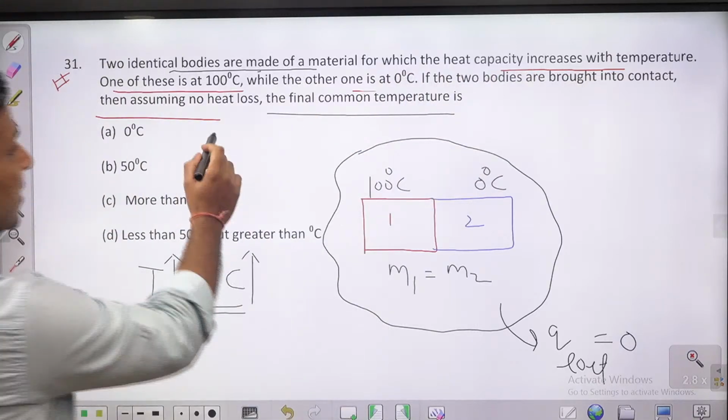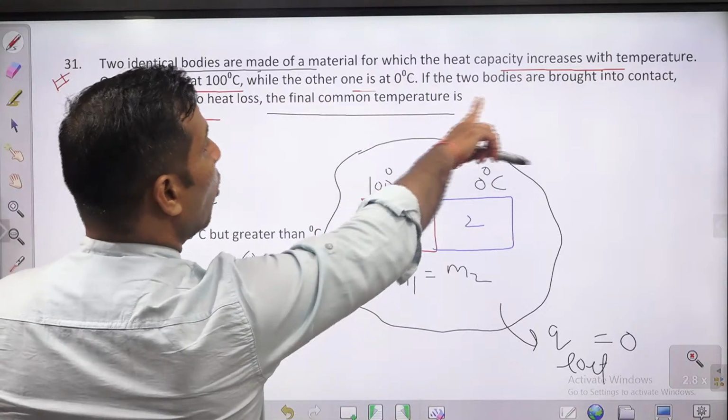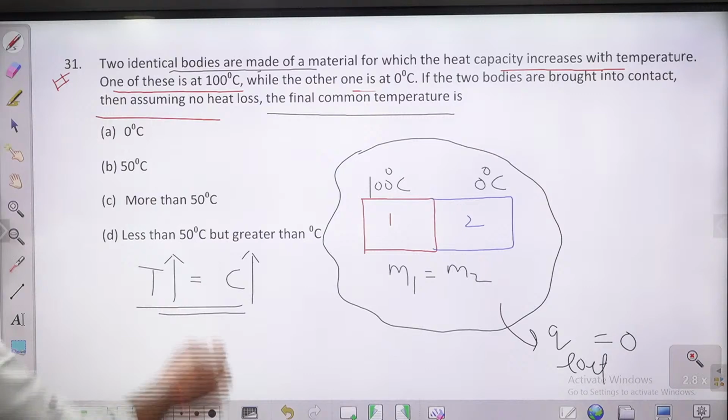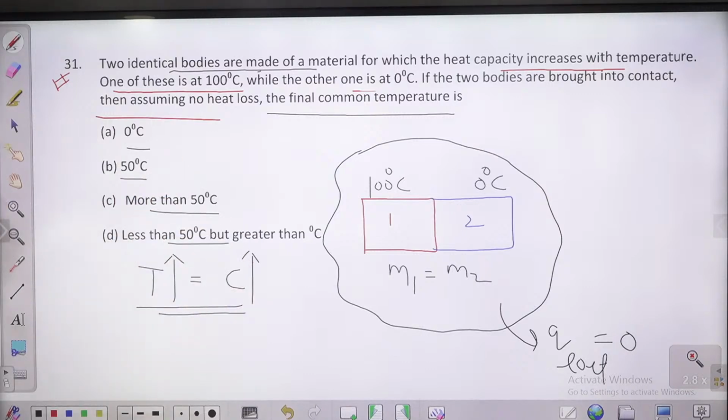So one of these is at a temperature 100, another one is at temperature 0 degrees Celsius. So if both the bodies are brought in contact, then what will be the final temperature? Final temperature will be 50, 0, more than 50, less than 50. What will you answer for this question, guys?